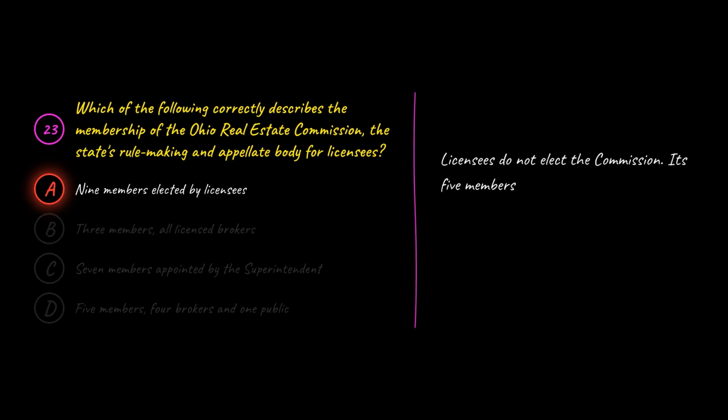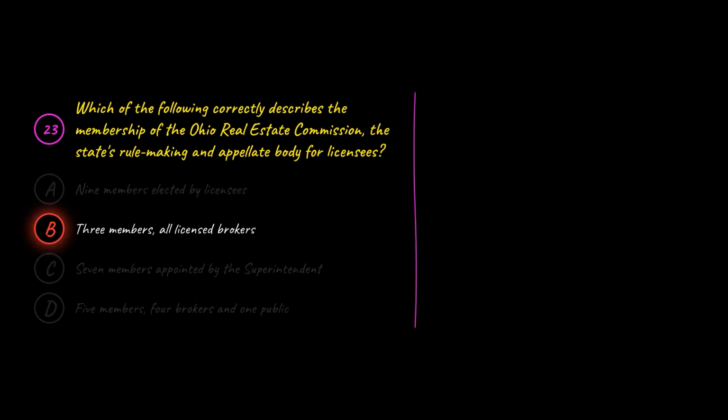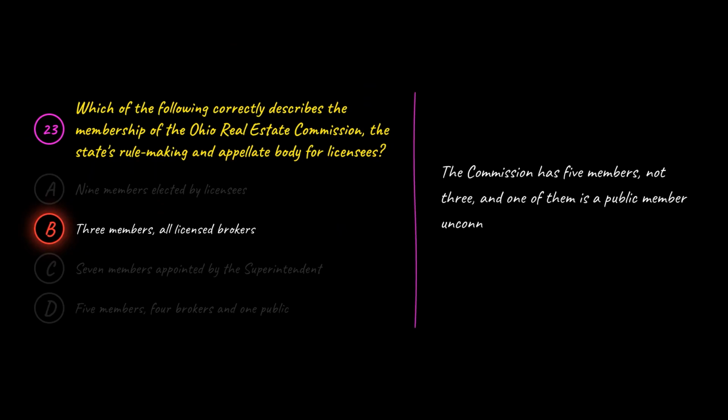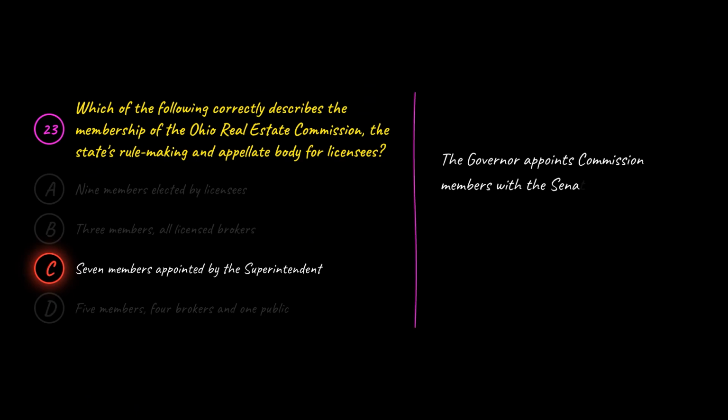Its 5 members are gubernatorial appointees confirmed by the Senate, a structure designed to keep the policy body independent. B is wrong because the commission has 5 members, not 3, and 1 of them is a public member unconnected to real estate rather than an all-broker panel. C is wrong because the governor appoints commission members with the Senate's advice and consent. The superintendent runs the division's work and does not appoint the commissioners.